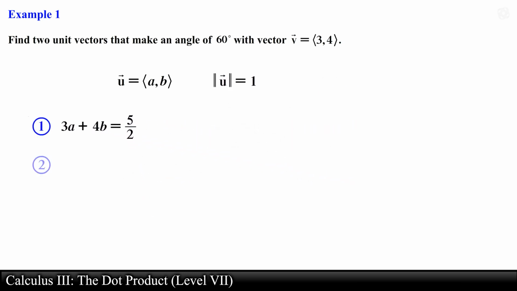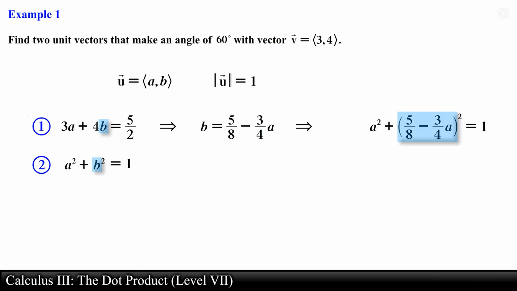We need to generate a second equation in order to solve the system of equations. The second equation can be obtained by using the fact that vector u is a unit vector. In this case, the magnitude of vector u is equal to 1, or written another way as a squared plus b squared is equal to 1. Now that we have our second equation, we go ahead and solve the system for a and b. Let's start by solving for b in the first equation and substituting it into the second equation.